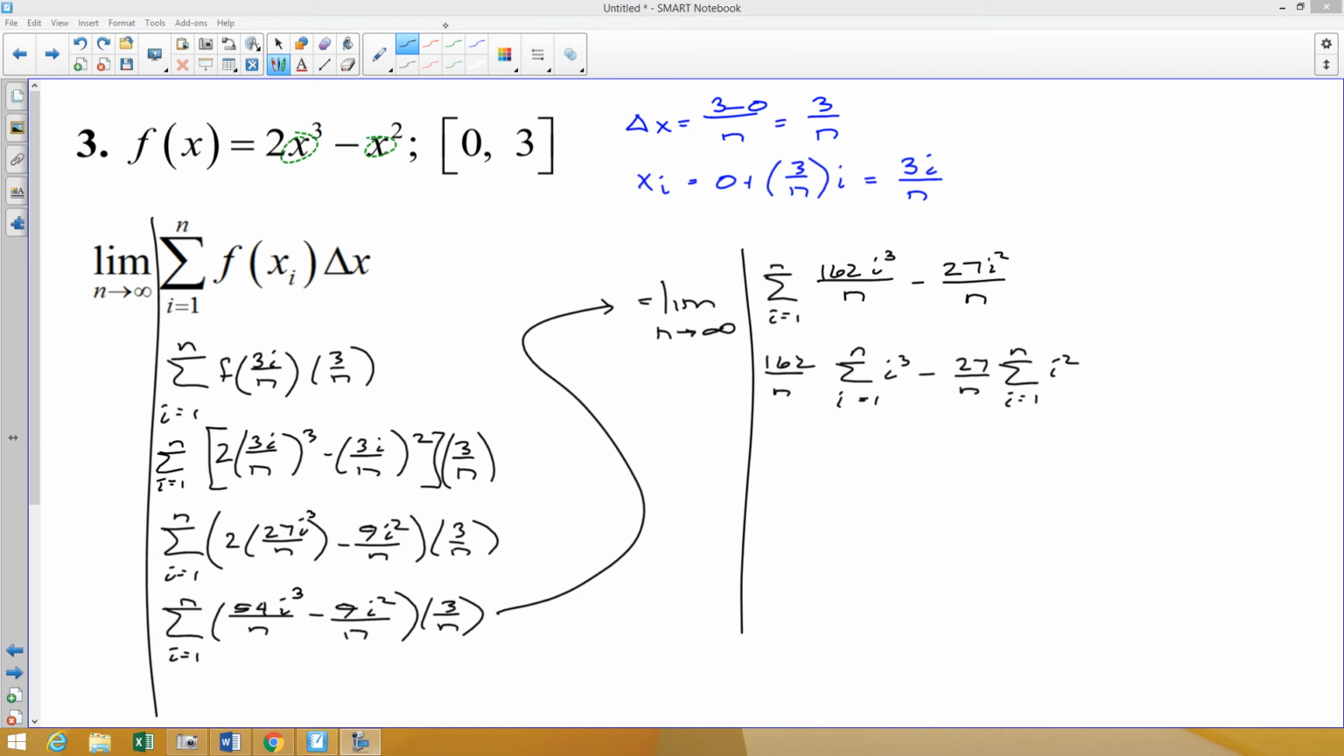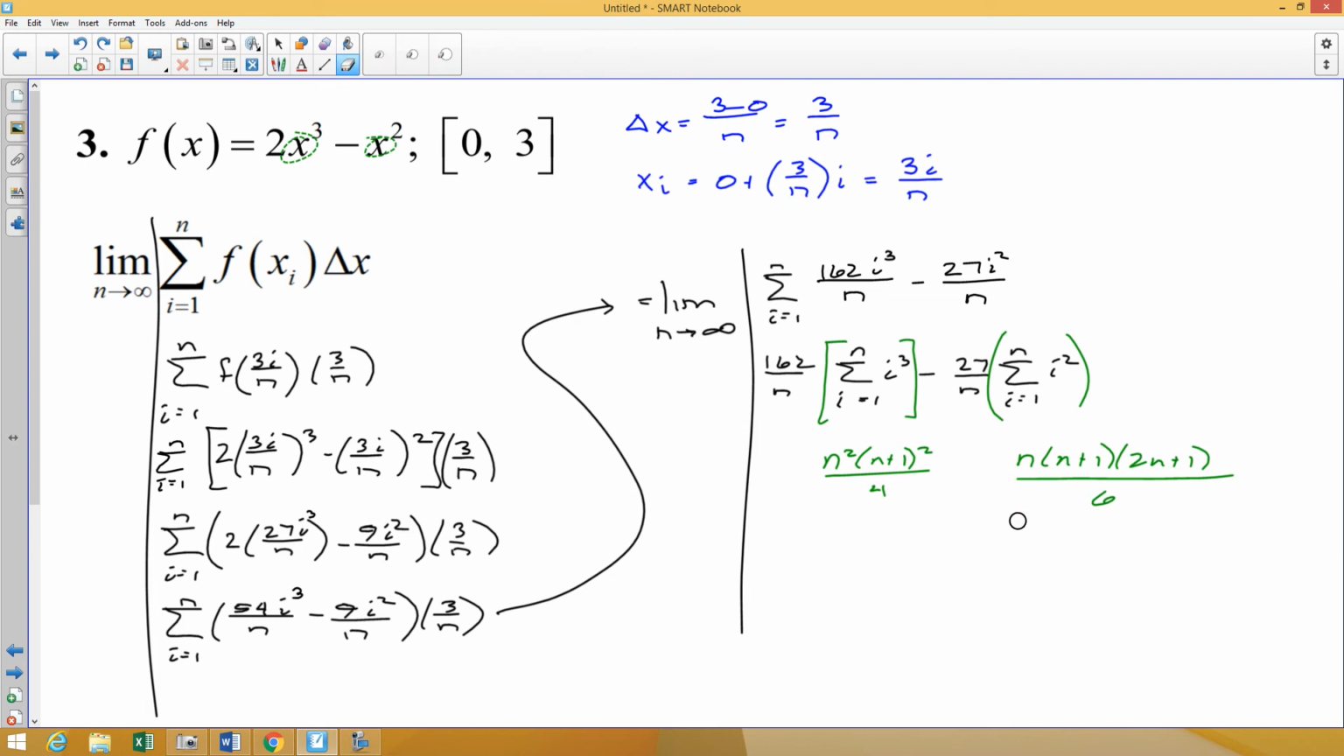And now again, we need to use our formulas. The formula for the sum of the first n cubes is n squared times (n plus 1) squared over 4. And the sum of the first n squares is n times (n plus 1) times (2n plus 1) all over 6. And we will keep these constants in front. So we have 162 over n times that minus 27 over n times this one. And when I look at that, I notice that I have 162. Oh, hold on, something's not right here.